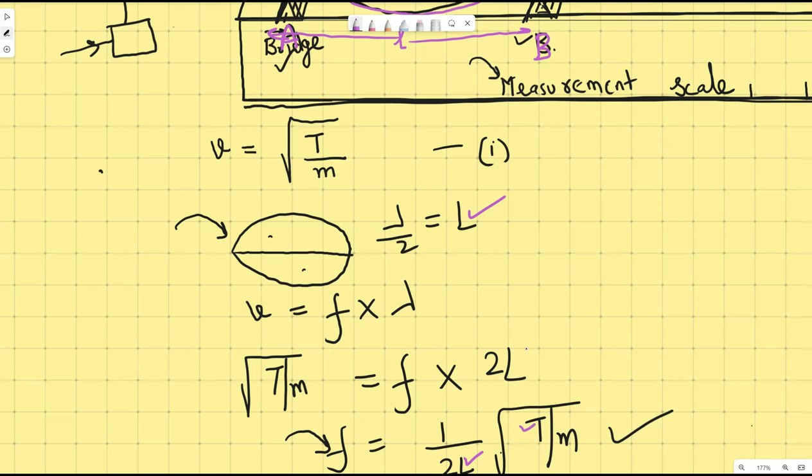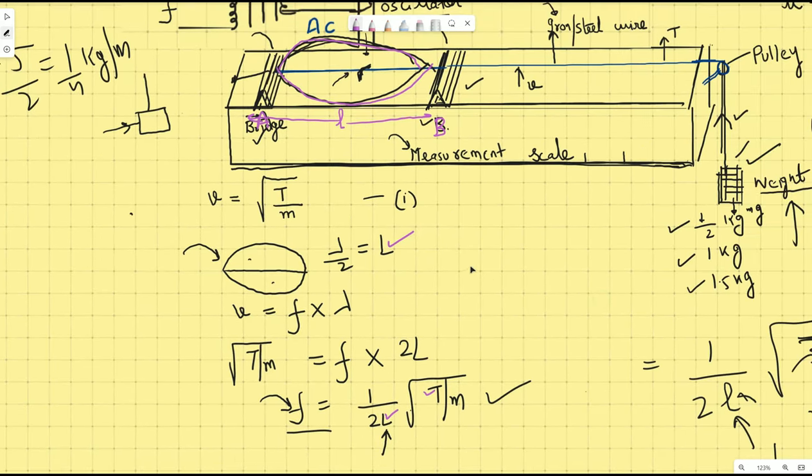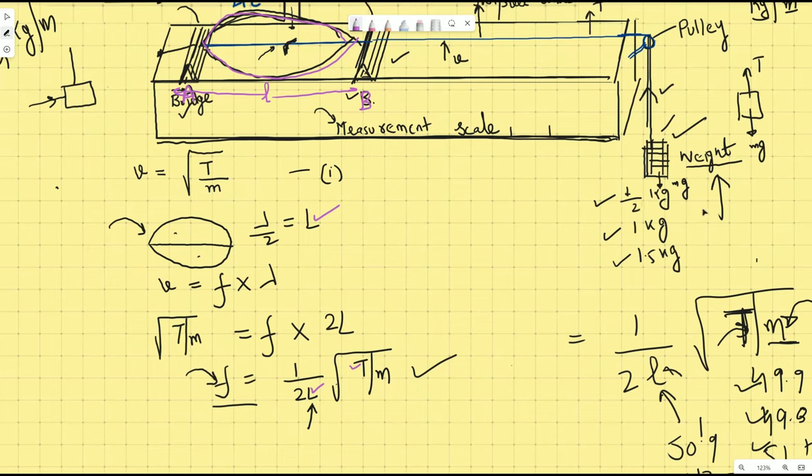What is the tension? The tension is coming from the weight. So if you remember, we had the weight, right? This is the weight, right? So weight is calculated using what? Mg, right? So this is the mg being used. Mass density is given depending on the material, right? So with the help of this, you are able to establish that fundamental frequency F and the length are related to each other.